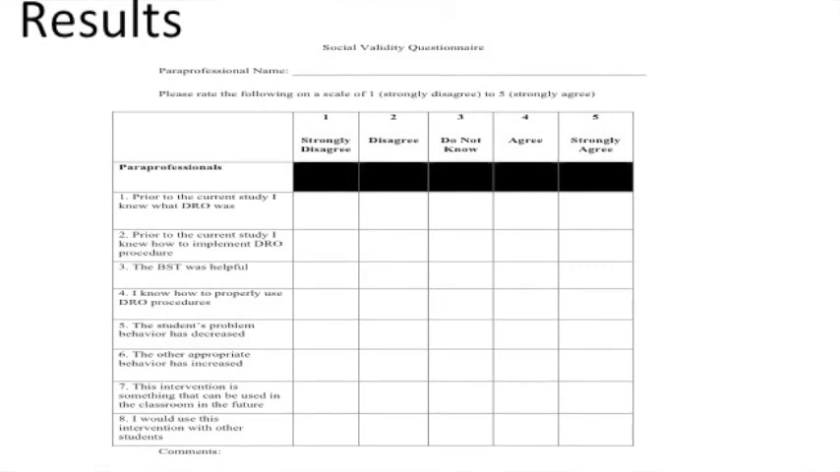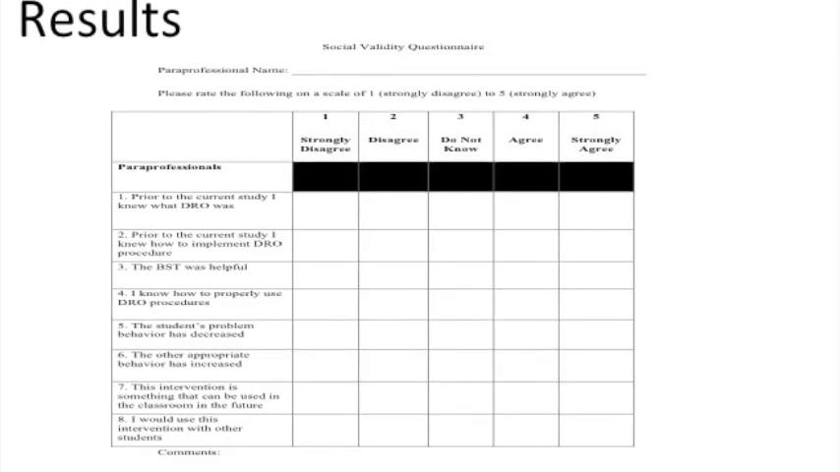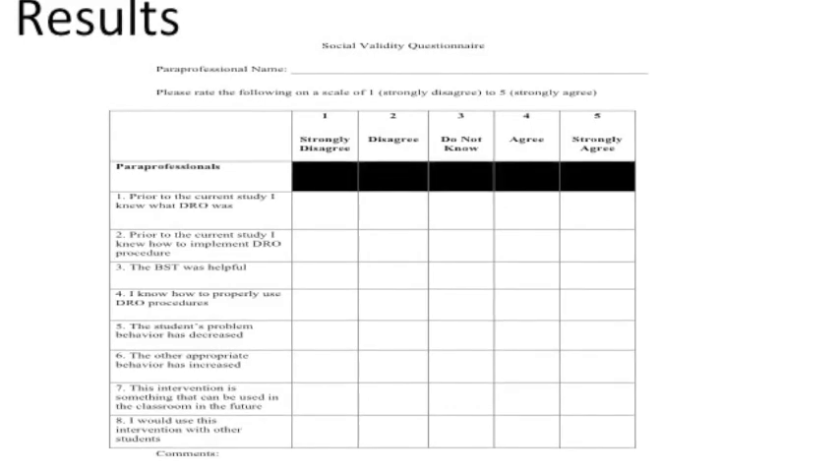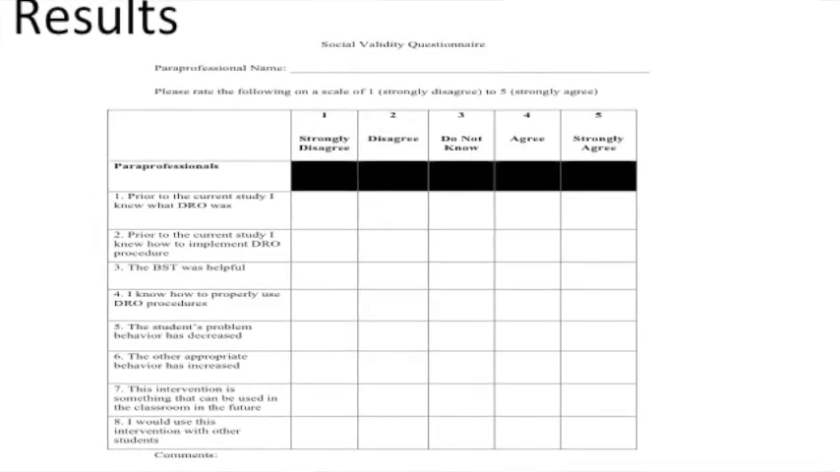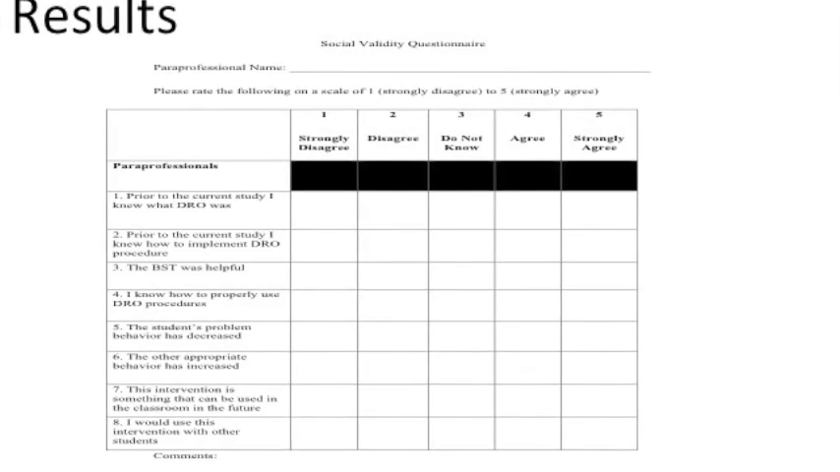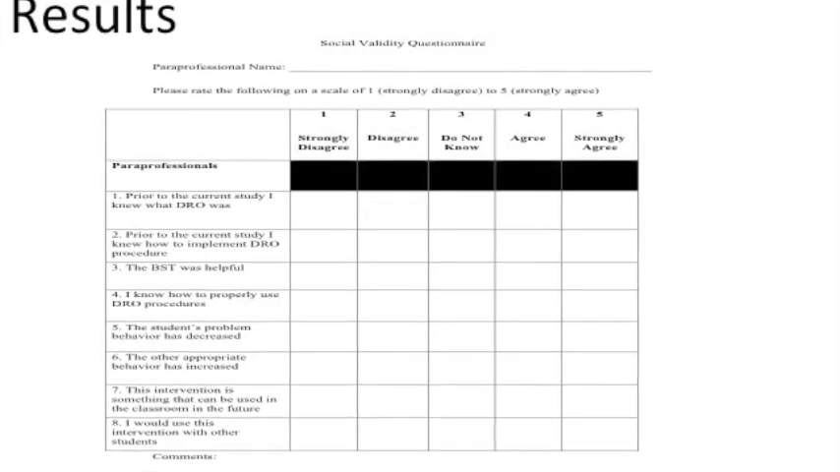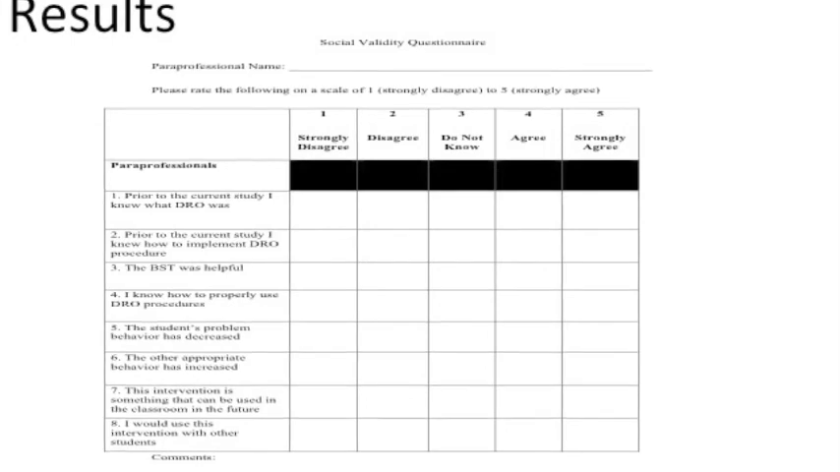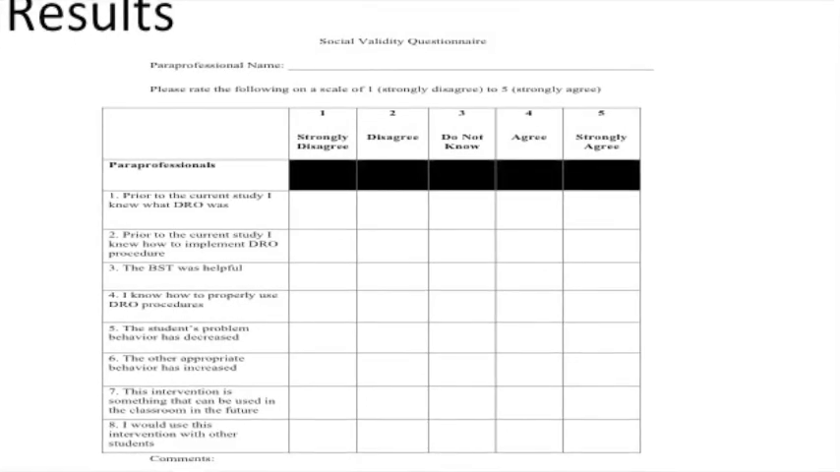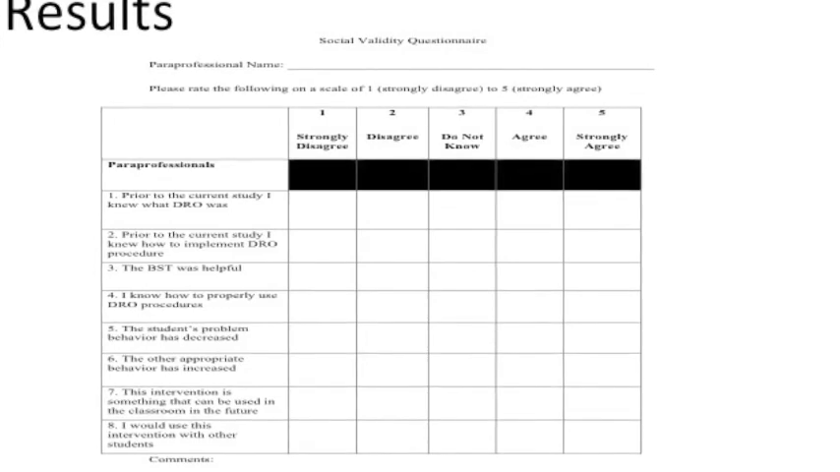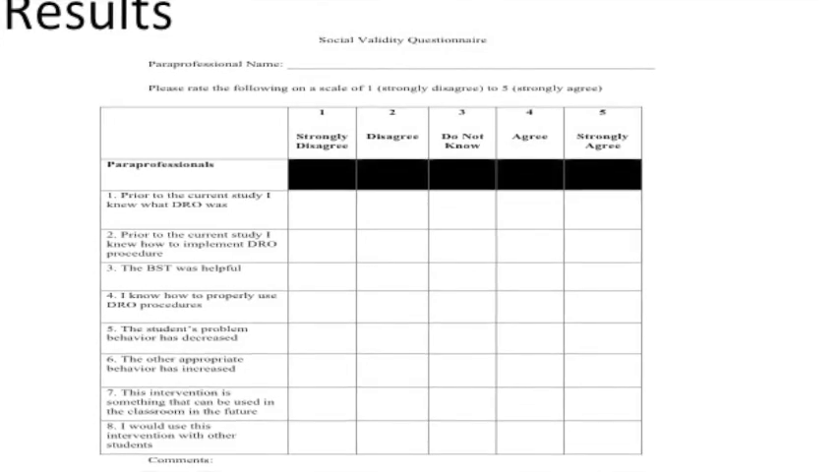The results of the questionnaires indicated that the paraprofessionals thought the BST was helpful and they now know how to properly implement a DRO procedure following the intervention. The results also indicated that all three participants did not know what DRO procedures were or how to implement them prior to the study. All three participants scored questions 1 and 2 with a 1.